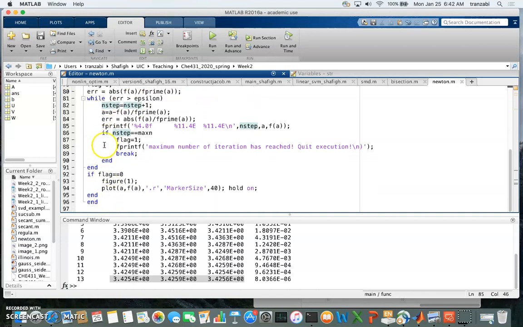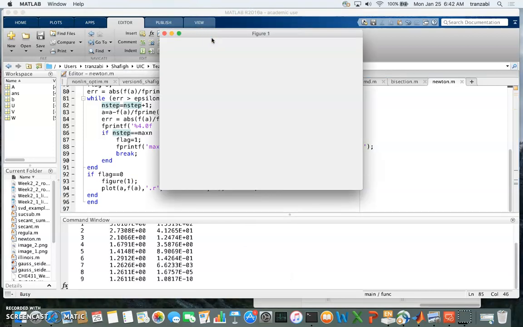If the while loop stops, and we haven't gone to the maximum iteration, that means we got the solution. We're going to plot the solution as a point on a graph. The point is going to be at x equals a and y equals f of a. Let me run this code.